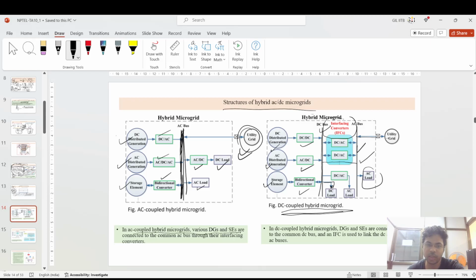Okay, so the main point is that this AC coupled microgrid has various DGs and storage equipment connected to the common AC bus bar through the interfacing converter. Okay, these are the interfacing converters. And in this DC coupled hybrid microgrid, these DCs are connected to the common DC bus bar, but you need these interfacing converters.